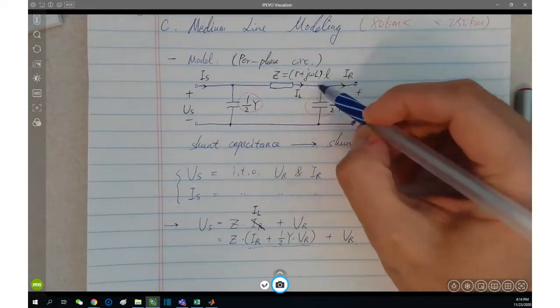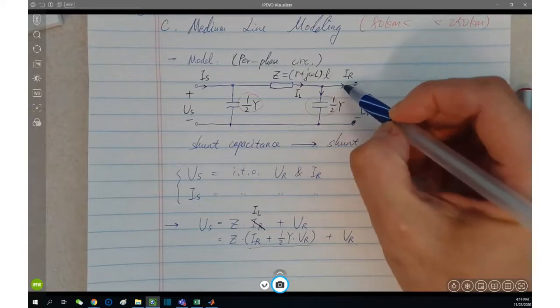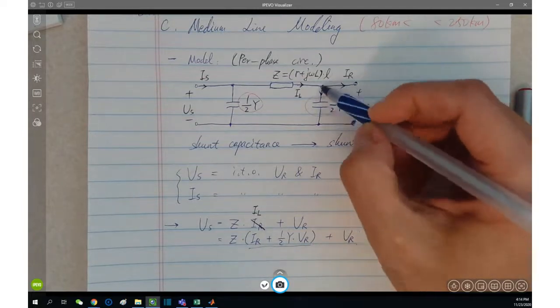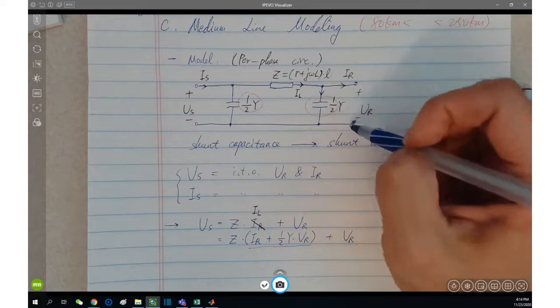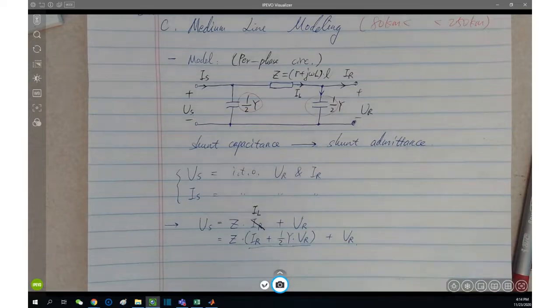Current going into this node equals current leaving it. This current plus this current equals this current. The current down here, through this admittance, equals the voltage times the admittance. Exactly, KCL. And then from here, this is nothing but Ohm's law. So the current through the admittance equals the product of the voltage and the admittance.